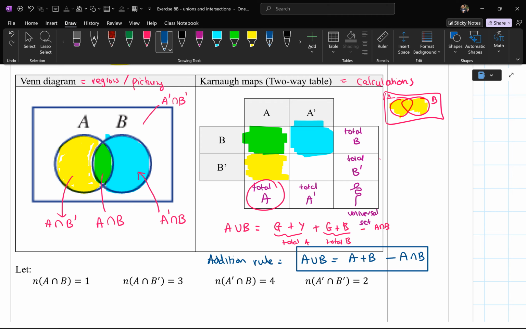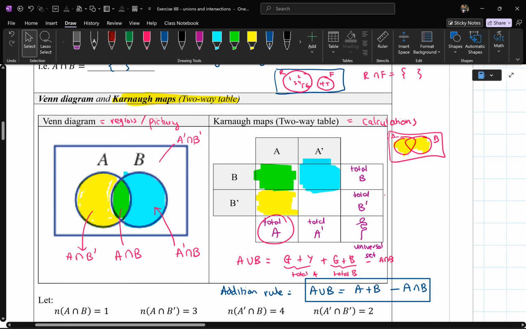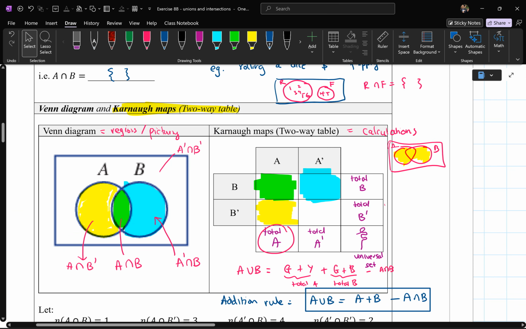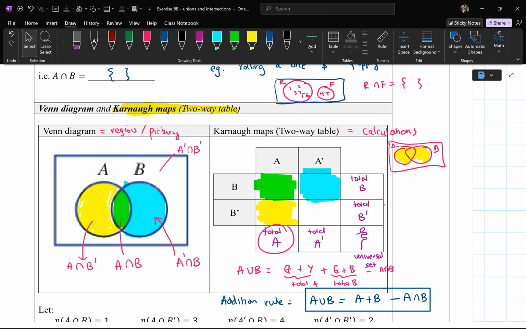Okay, so these 3 regions are simply A intersection B plus A intersection B dash plus B intersection A dash. You would still get the union as well. Okay, so you got these 2. That's what this exercise is going to be mainly about. You're going to work with these 2 diagrams or tools to solve problems.